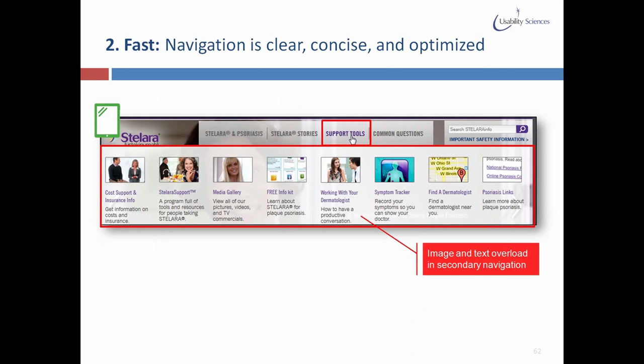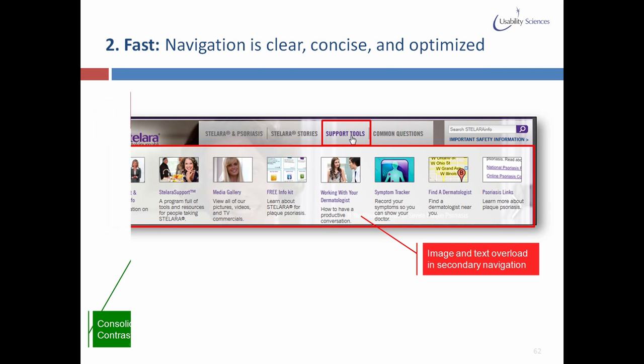Now let's take a look at a different website on a tablet, and while there is a consolidated navigation for the primary navigation, once you click any one of these, it then shows you a secondary navigation that is very text intensive and uses a lot of images. And while the design might look nice and appealing, it gives the users that much more to wade through in terms of trying to figure out where they need to go to get the information they want.